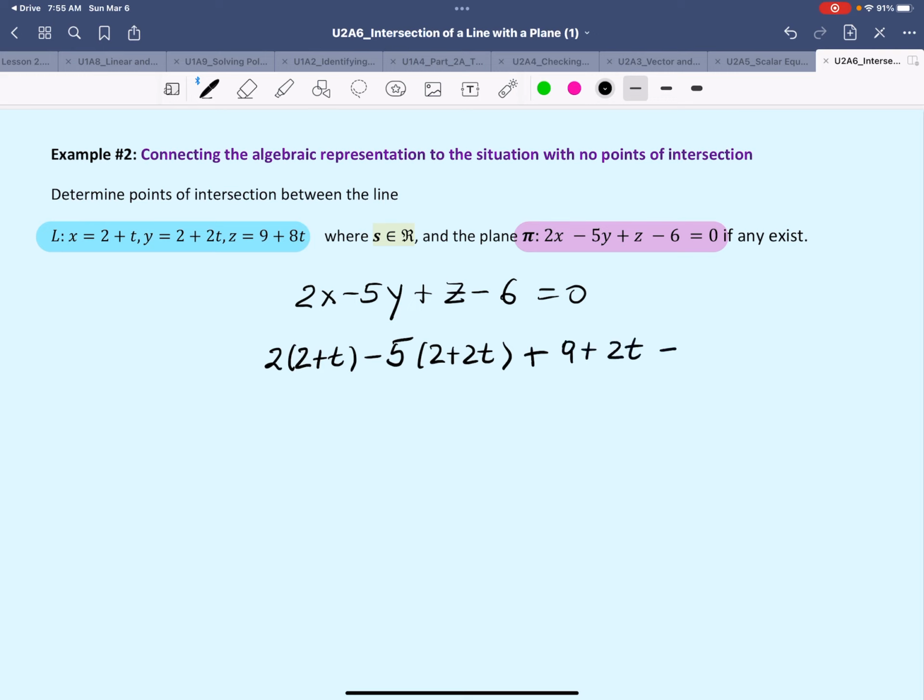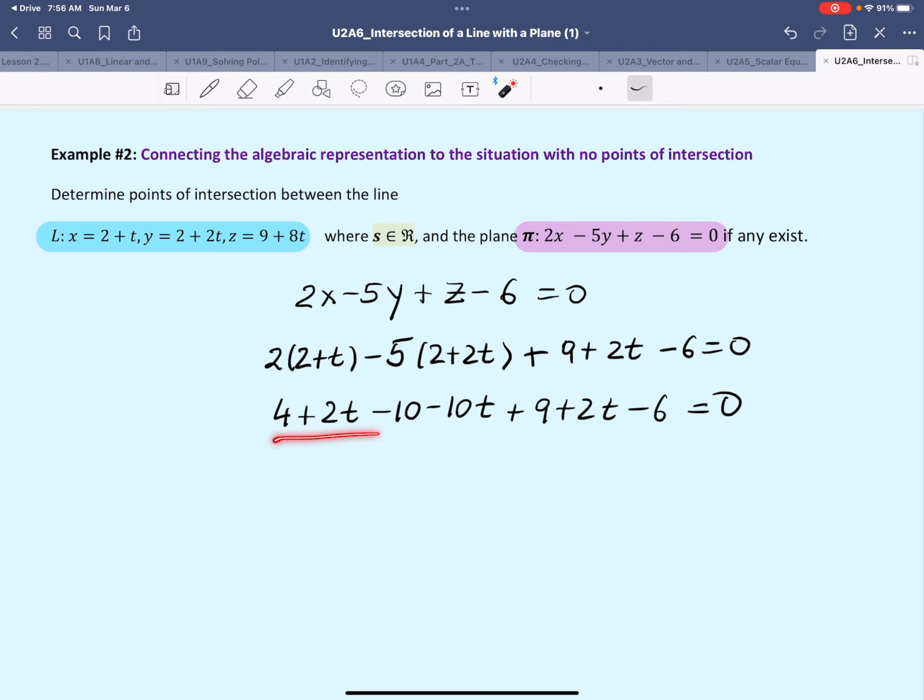And then minus 6 equals 0. So let's solve. So we have 4 plus 2t minus 10 minus 10t plus 9 plus 2t minus 6. Obviously, you can simplify the 9 and the negative 6. I'm just going to leave them for the end. And here we have the like terms. We have 2t and then negative 10t and then another 2t here.